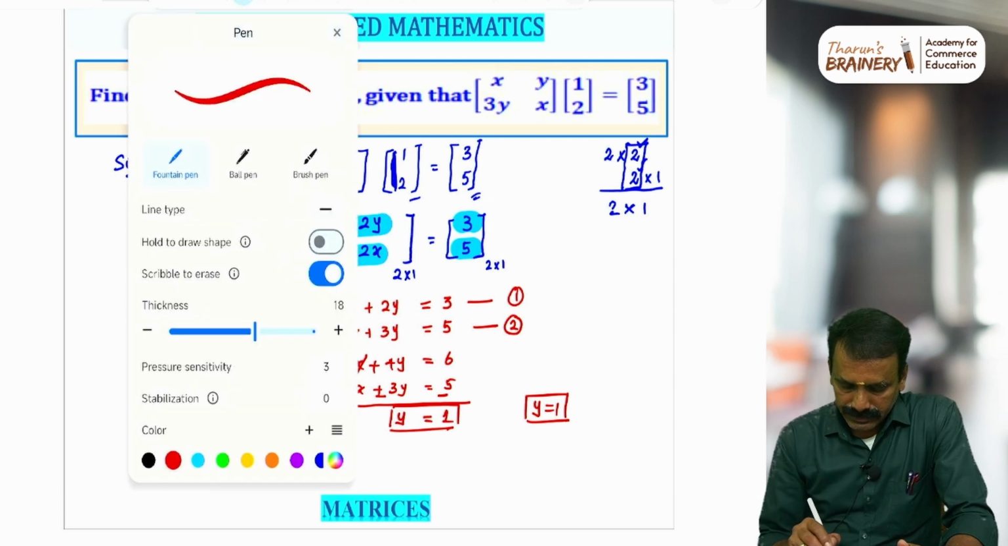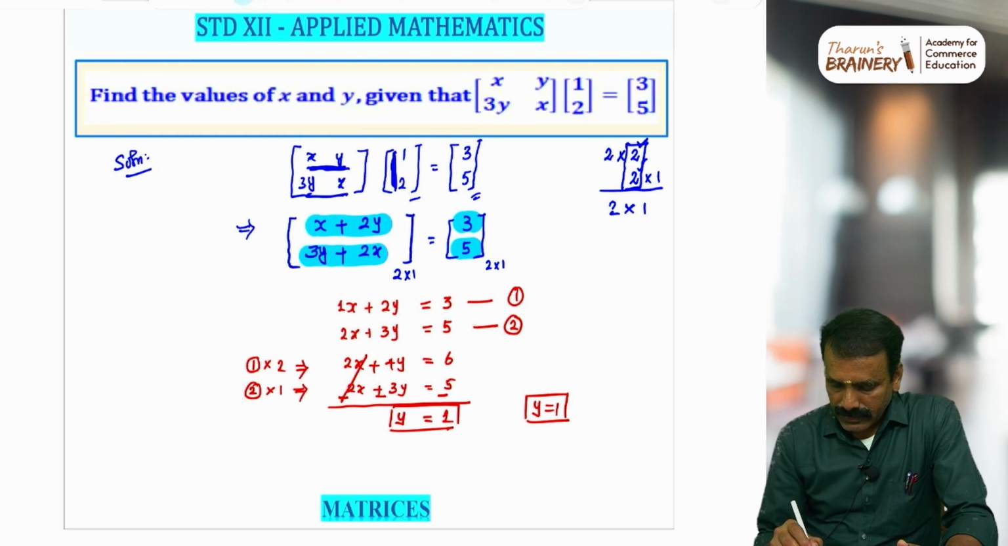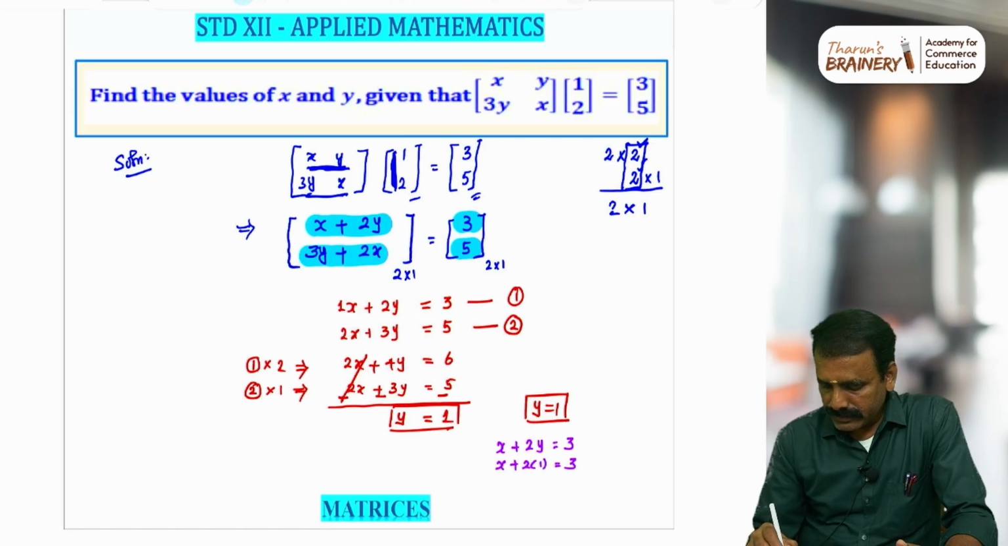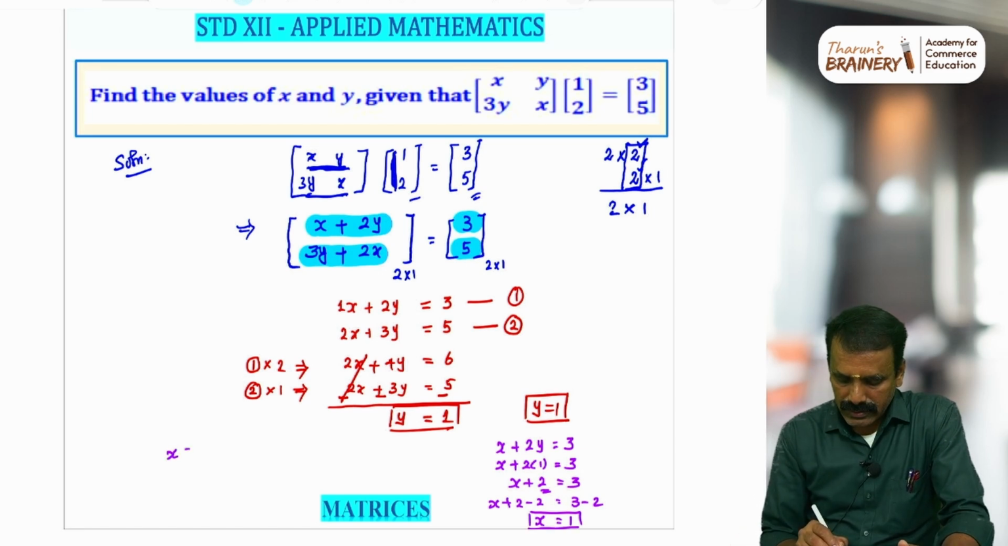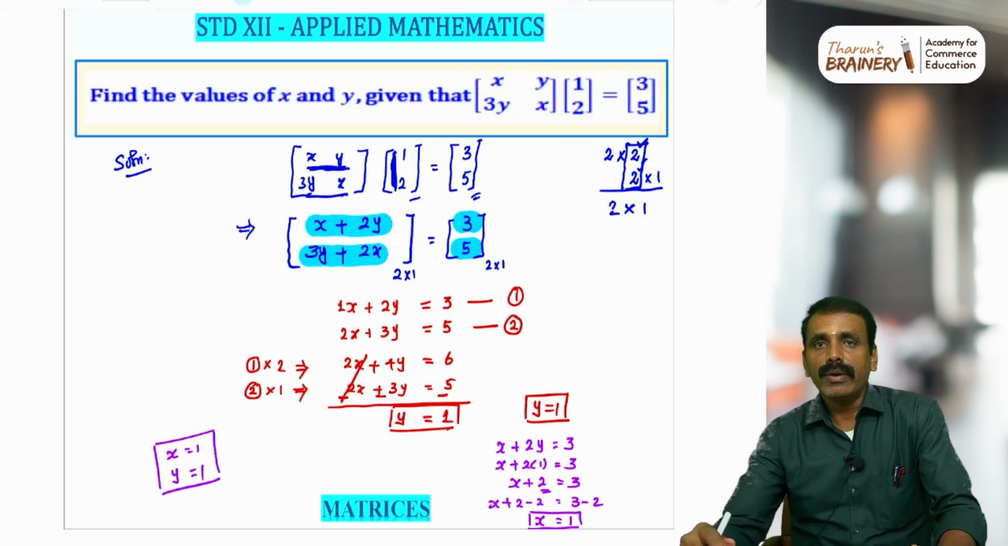Substitute in the equation x plus 2y equal to 3. So x plus 2 into 1 equal to 3. So x plus 2 is equal to 3. I want to eliminate 2 now. So I add the additive inverse of 2. 3 minus 2. So the x value is also equal to 1. So we got the solution for x and y in this case. So the value of x is equal to 1 and y is also equal to 1.